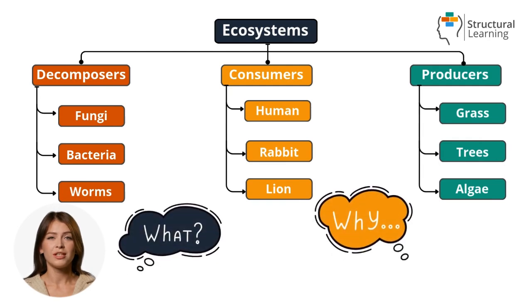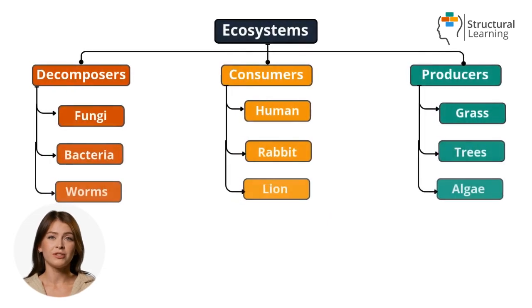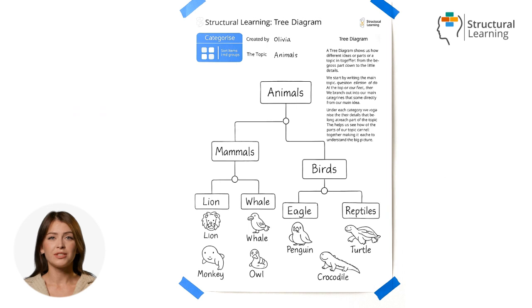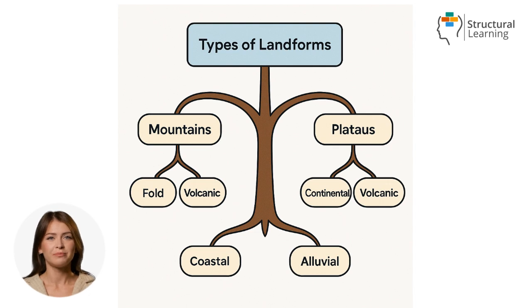As they work, encourage learners to ask, what connects these ideas? And why does this detail belong here? Once complete, the diagram gives a clear visual of how the topic is structured, from the broad idea down to its finer points. This organizer is especially useful in subjects like science, e.g. animal classification, geography, e.g. types of landforms, or PSHE, e.g. kinds of relationships or responsibilities.